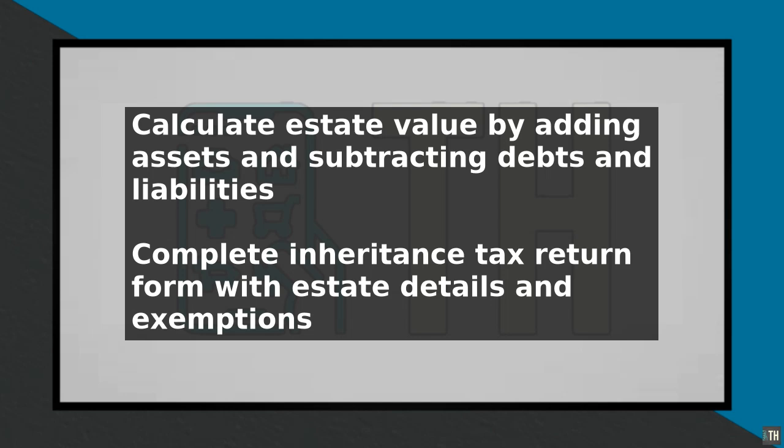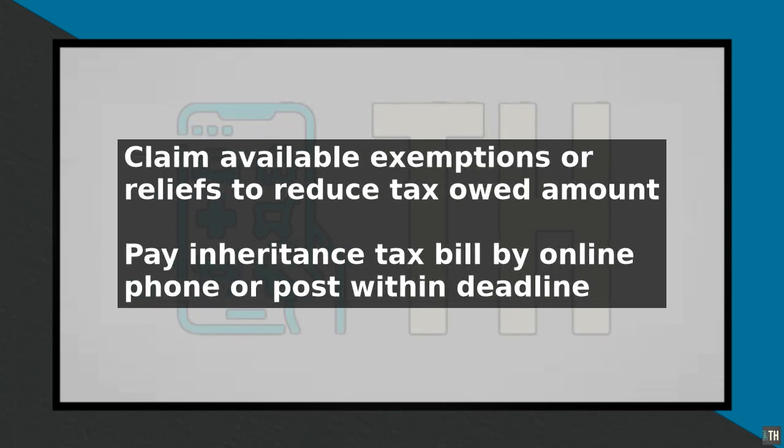Complete the inheritance tax return form, which can usually be downloaded from the relevant government website or obtained from a tax office. The form will ask for details about the estate, including its value and any exemptions or reliefs that may be claimed. Claim any exemptions or reliefs that are available, such as the spouse or civil partner exemption, or the charitable donation relief. These can help reduce the amount of tax owed.